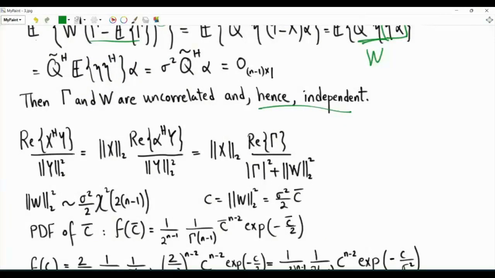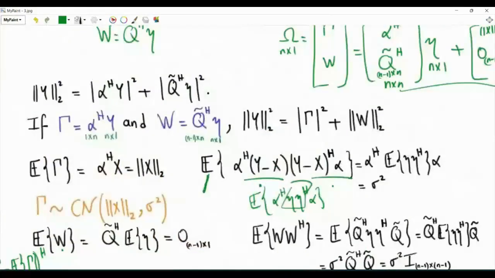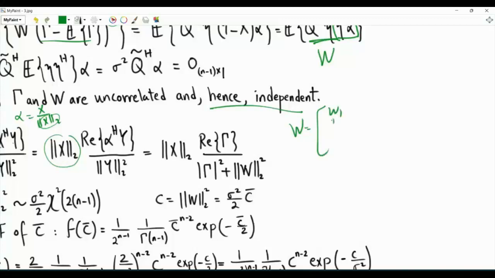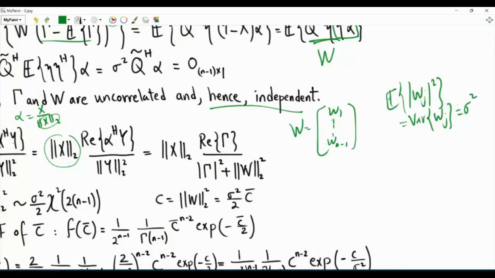This is the quantity that we have in the expression of the mean squared error. It is the real part of x Hermitian y divided by the L2 norm squared of y. And so we can recall that alpha is equal to x over the L2 norm of x. So the L2 norm of x we can take outside, and then rather than having x Hermitian y, we have alpha Hermitian y, which now is given the name big gamma. And then the L2 norm squared of y will be the magnitude of gamma squared plus the L2 norm squared of vector w, which we have here. W is w1 to wn minus 1. Each one of those, the magnitude of wj squared, which is the variance of wj, is equal to sigma squared.